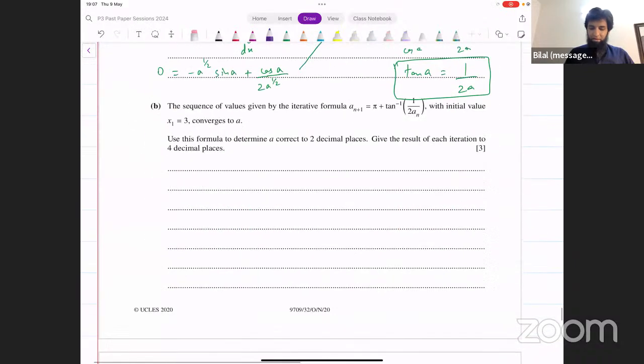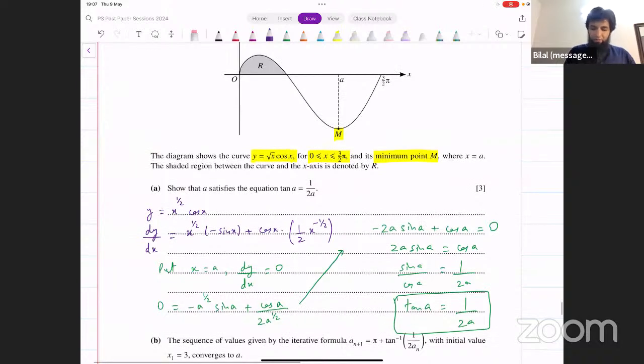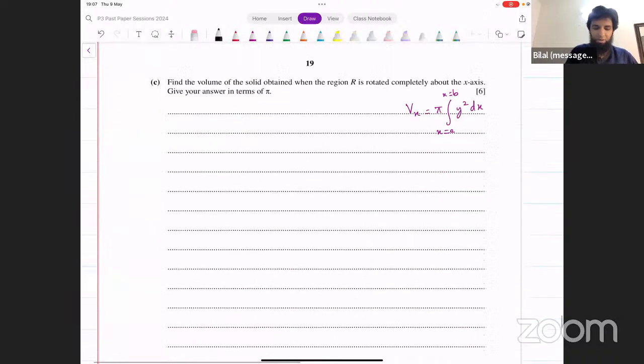Okay, now for that, we need the value of, or no, we don't need that. Sorry. We need the limits for this. This is 0. What about the upper limit? This is the x-intercept of the curve. Let's find that upper limit on the side here.